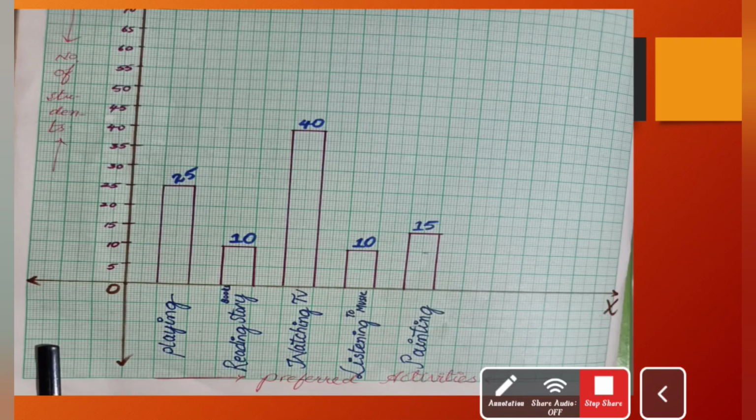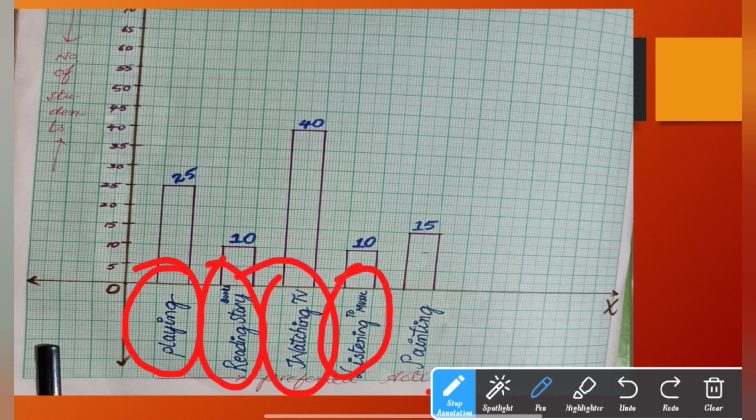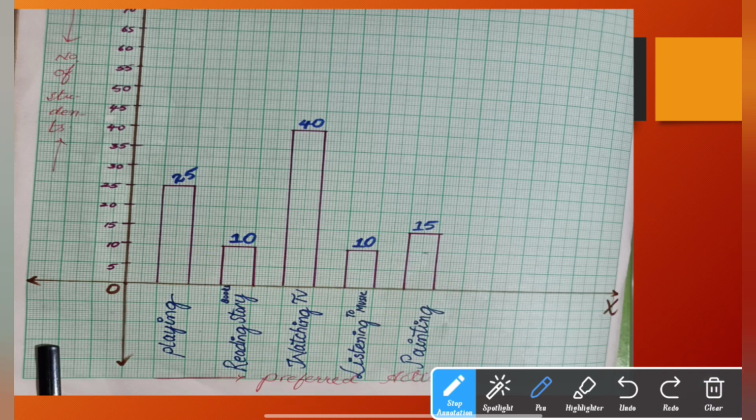In our question, the preferred activities were playing, reading storybooks, watching TV, listening to music and painting. Playing was preferred by 25 students. So that bar should represent a height of 25. Reading stories were preferred by 10 students. So where is the 10 here? So like this, you have to construct the bar for the specific data item.